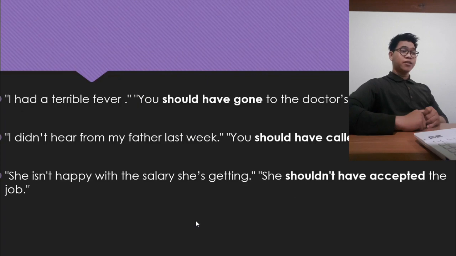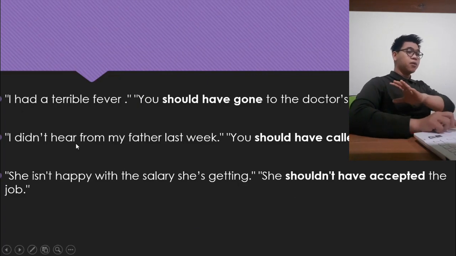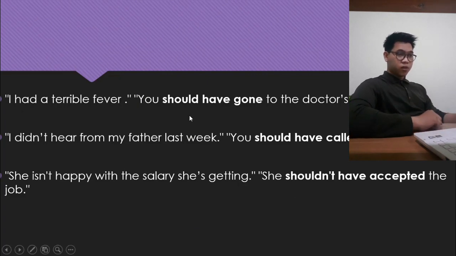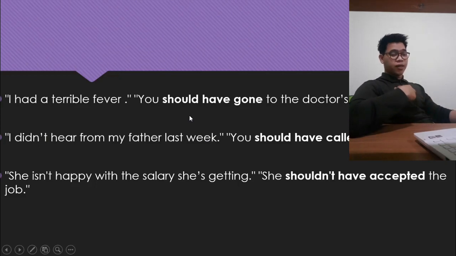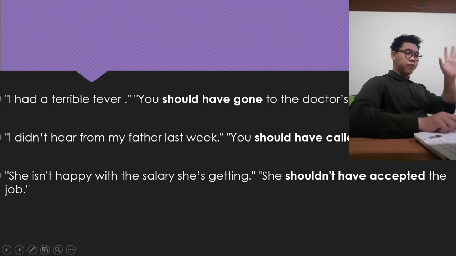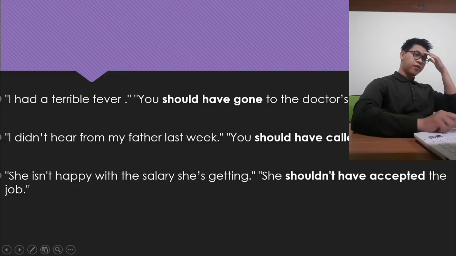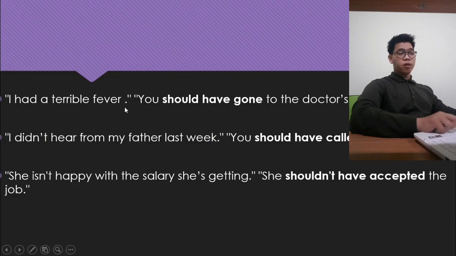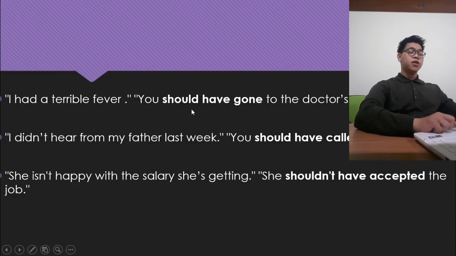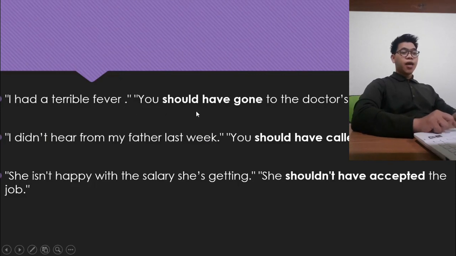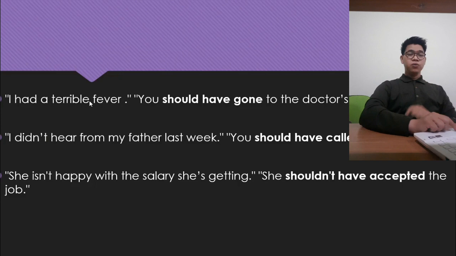Okay, this is another example. I had a terrible fever. You should have gone to the doctor. For example, I got this picture. I had a terrible fever, and then my mother, or my friends or my teacher, said you should have gone to the doctor. I had a terrible fever maybe 2 days ago.